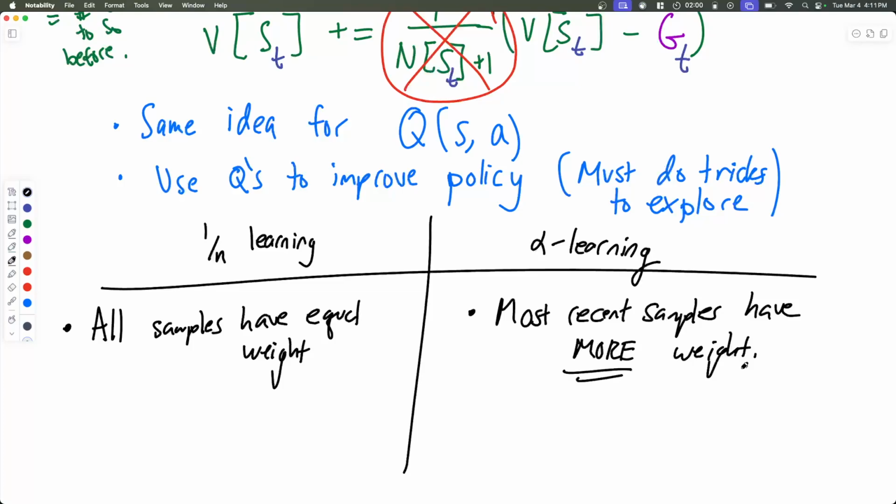I think this was something on the board. It's like geometric decay. So the further back in time it was, the less we weight the sample. The 1 over n learning weights everything equally. Okay, so this is absolutely true, that it weights the more recent things more.